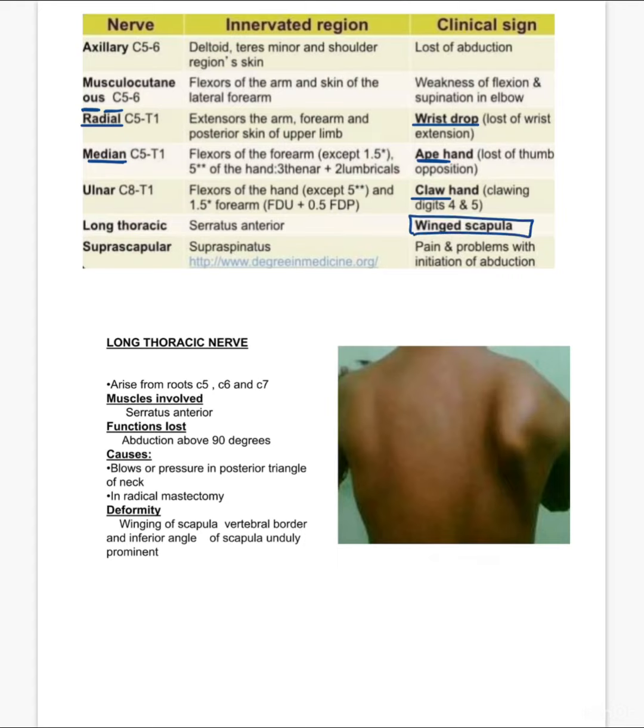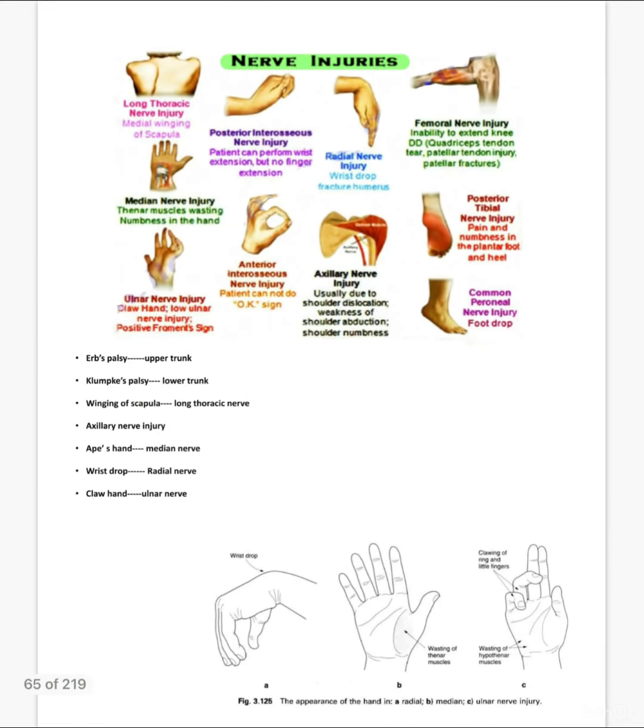Then the long thoracic nerve causes winging of the scapula and it supplies the serratus anterior. Then your suprascapular nerve supplies the supraspinatus. Winging of the scapula is important here. Do you see the scapula becomes unduly prominent? This is known as winging of the scapula. And axillary nerve injury will cause loss of abduction. Why? Because it supplies the deltoid. Deltoid does 15 to 90 degrees, the major abduction, so it will be lost, and there would be a regimental badge area of anesthesia. So this was about this.